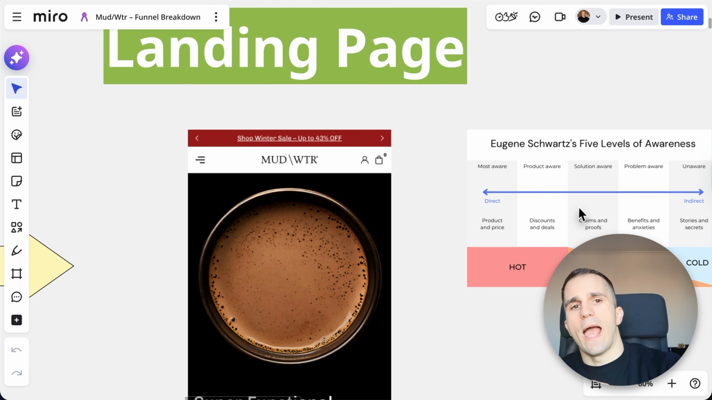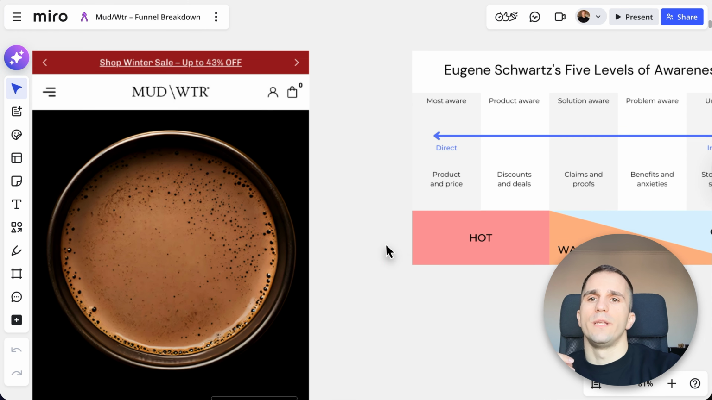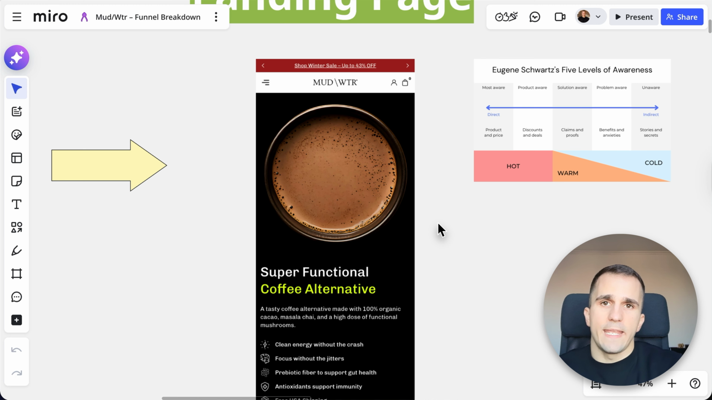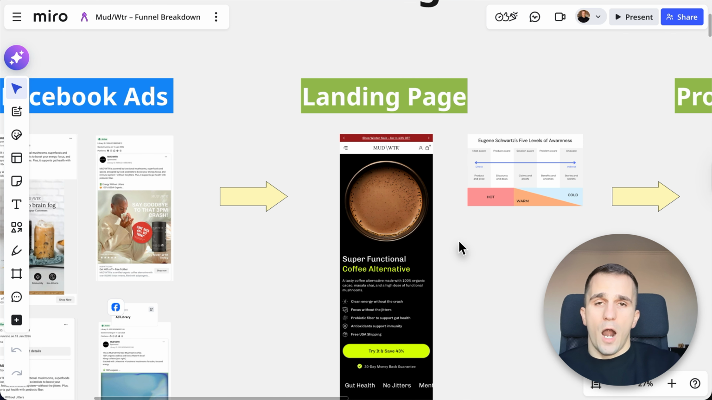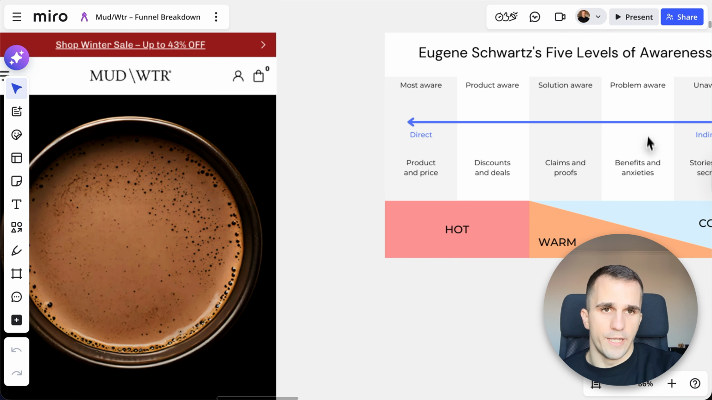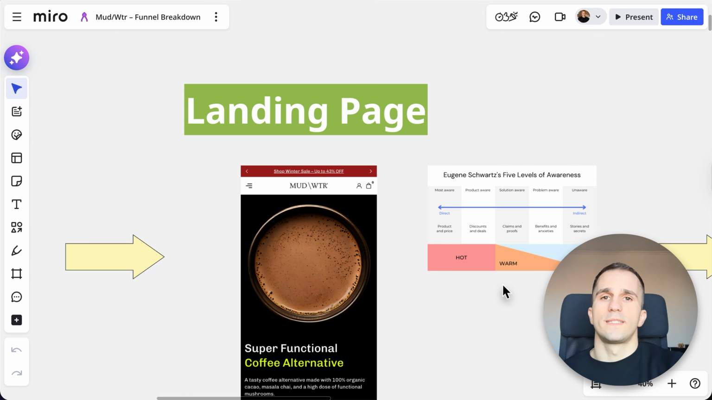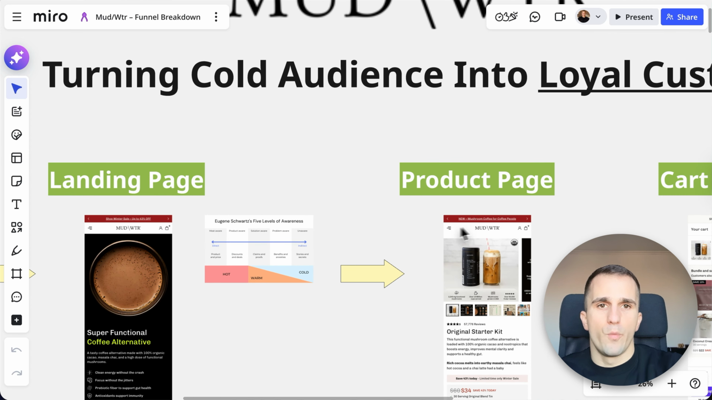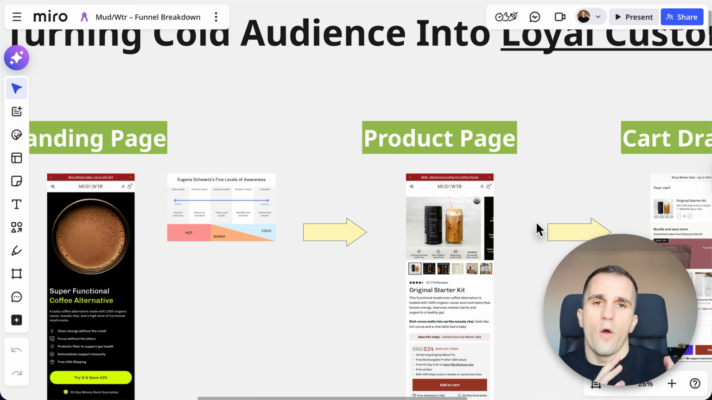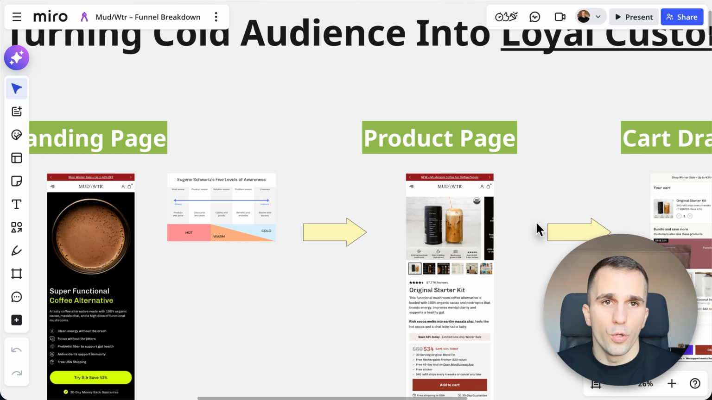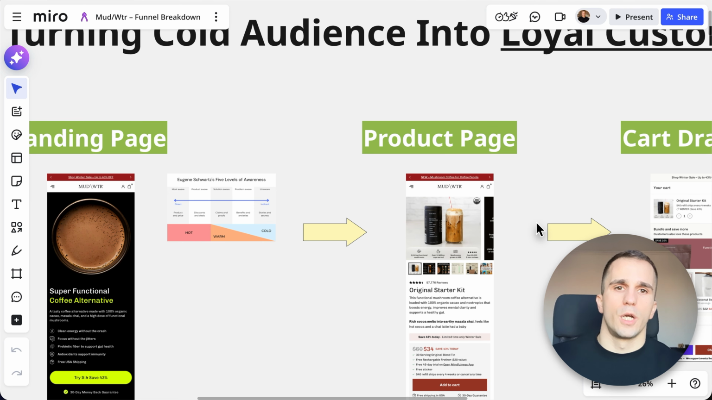But now after we have educated that problem-aware audience, they know the problem that they have, but they didn't know about the solution. We have educated them that our solution is actually the solution for that problem. Now we want to sell them. But how do you actually sell to them after you have educated? And this is what this brand does very well on their product page. So now we're going to cover the product page and all the principles that they're utilizing in order to make most of this cold audience become their long-term customers.